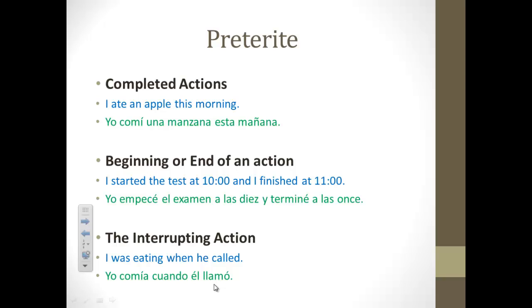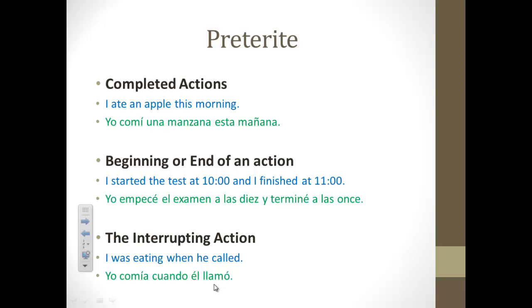Okay, lastly, on your note guide, you see palabras claves. That means keywords. I made here a list of keywords for you that when you see these in a sentence, you can almost guarantee that that sentence should be written in the preterite tense. Okay, these words are very helpful. Let's go over what they mean. Ayer means yesterday. Anoche means last night. Anteayer, the day before yesterday.